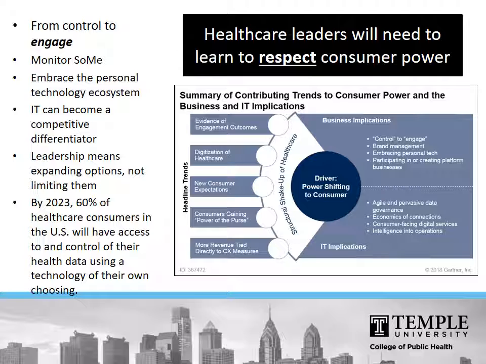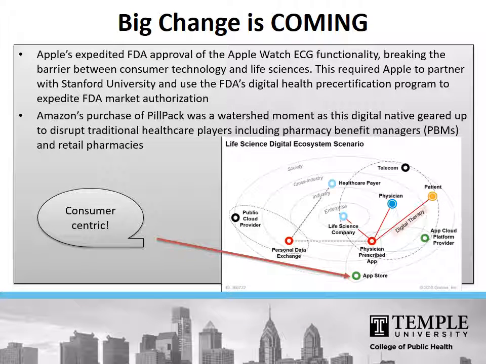So right now, where someone may choose one hospital or one healthcare provider over another, it could be for many different reasons. Pretty soon, it could be because the IT is better or the informatics are better. Leadership means expanding options to consumers, not limiting them. And Gartner predicts that by 2023, which is not that far away, 60% of healthcare consumers in the U.S. will have access to and control of their health data using a technology of their own choosing. So big change is coming, and it's consumer-centric.